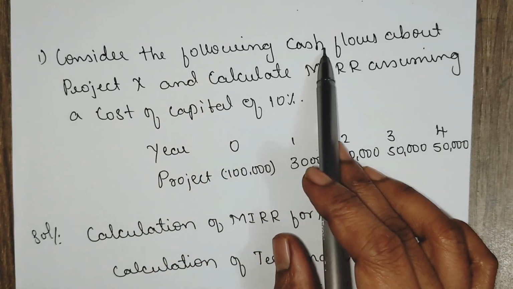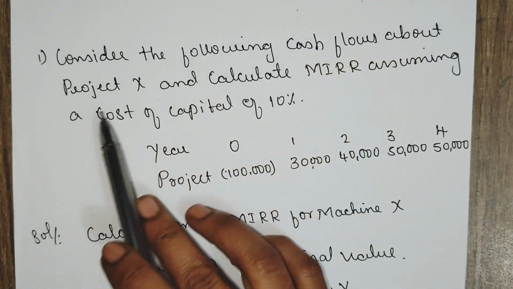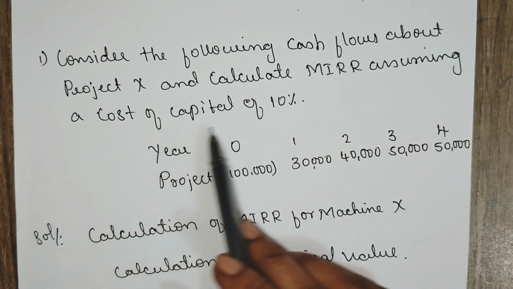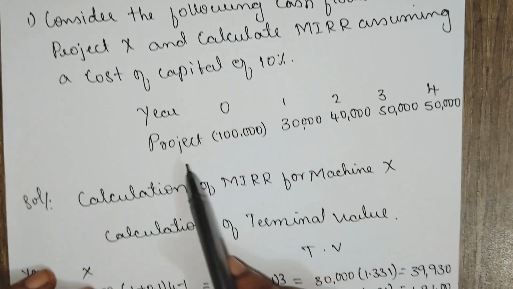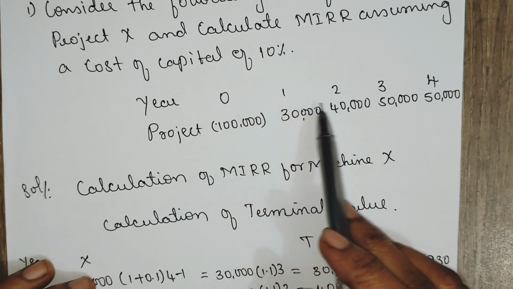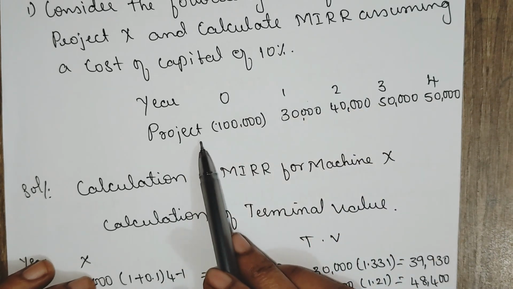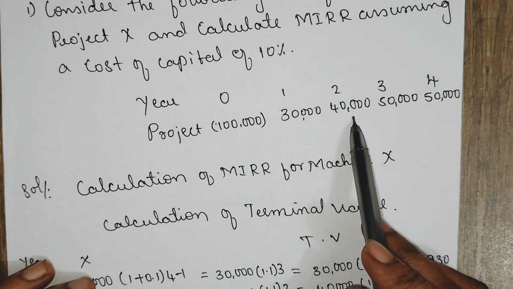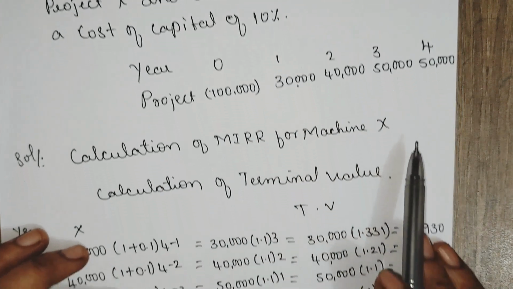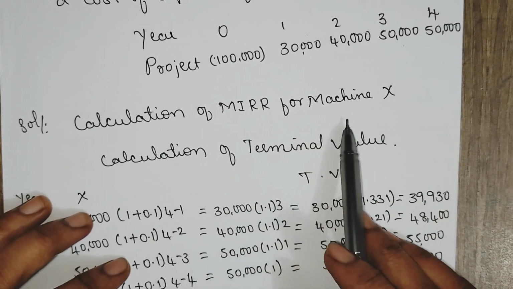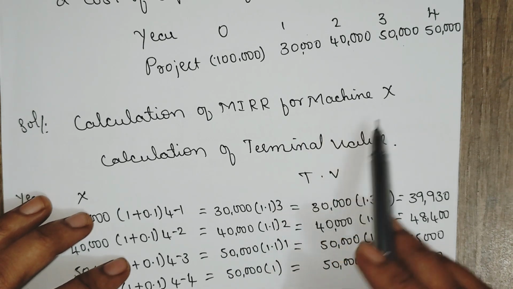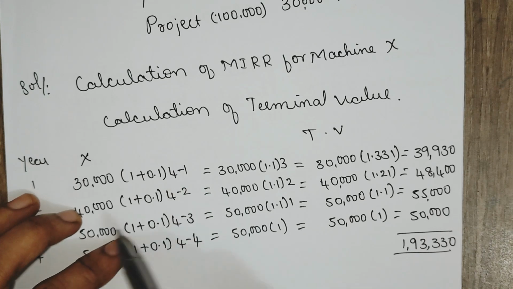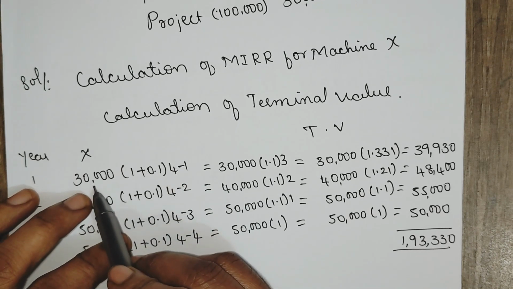Consider the following cash flows for project X and calculate MIRR assuming a cost of capital of 10%. Here we have years 0, 1, 2, 3, 4, a 4-year project. Year 0 is the initial investment of 1 lakh, then 30,000, 40,000, 50,000, 50,000. Now we are calculating MIRR for machine X. First step, we need to find the terminal value. We find the terminal value from the cash inflows.